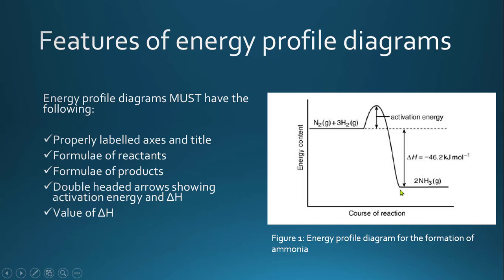Once we draw our straight lines for your products and your reactants, you then write your formulae for the reactants. You also write the formula for your products on this line, right? Always label your activation energy as well as your enthalpy change. And you must also include the value of the enthalpy change, and most importantly, that sign, that positive or negative sign. Yes, this is exothermic, so it is negative. However, for endothermic reactions, you must put the positive sign in front of this value here.